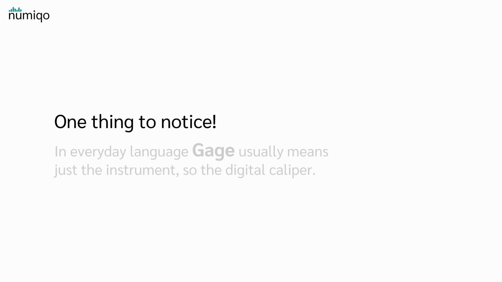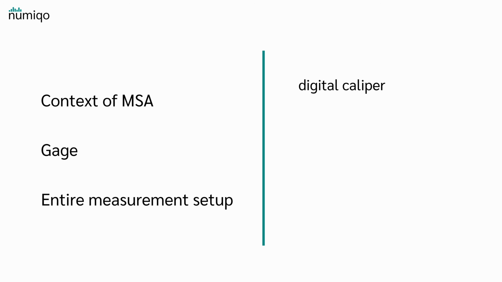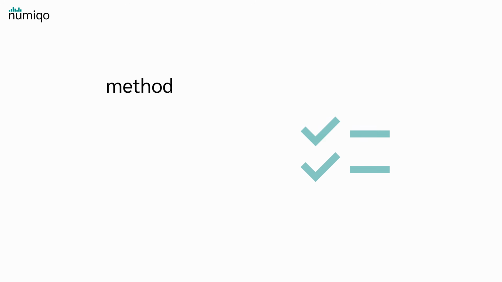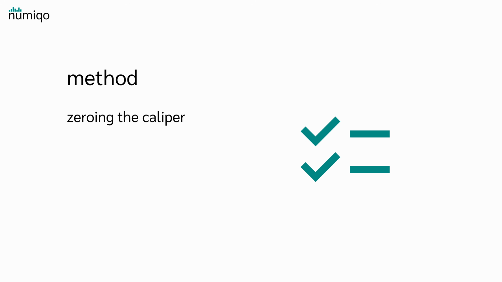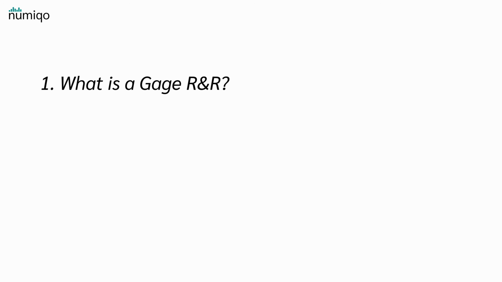One thing to notice: in everyday language, gauge usually means just the instrument, so the digital caliper. But in the context of measurement system analysis, when we say gauge, we mean the entire measurement setup: the digital caliper, the method, the environment, and the people using it. For example, the method includes measurement steps like zeroing the caliper, cleaning the part, measuring in the middle, and recording the result. Now we know what a Gage R&R or a measurement system analysis is.